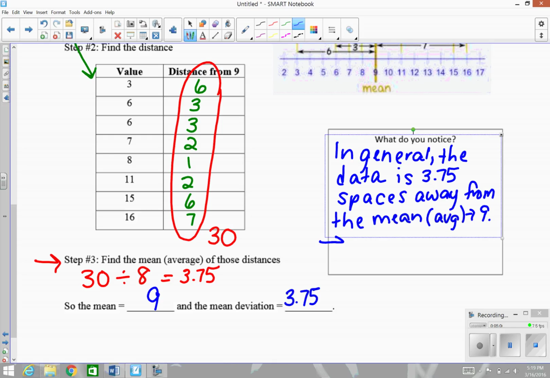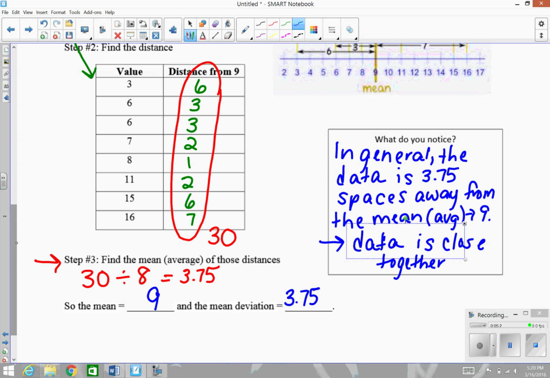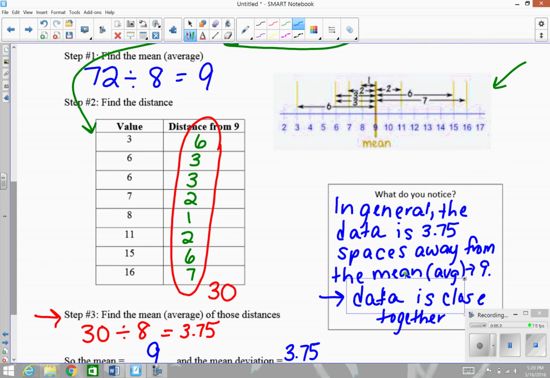Okay, and this tells us, because 3.75 is a pretty small number, that our data is close together. It's not super spread out. And if you look at this diagram, if you just look at the values in general, they're a little spread out, but not too bad. Pretty close together. Again, feel free to pause, rewind, and rewatch, and then move on to the next page where we're going to do another example together.